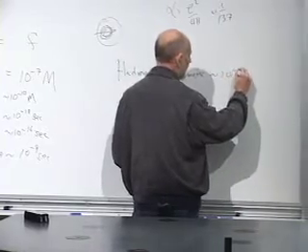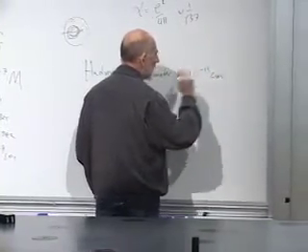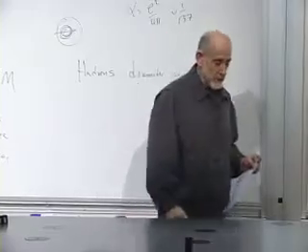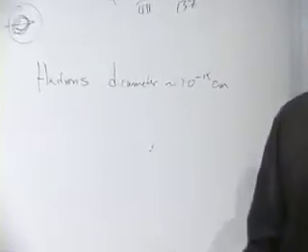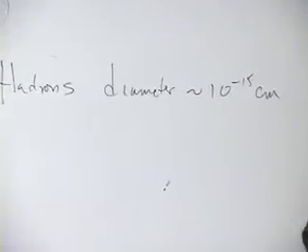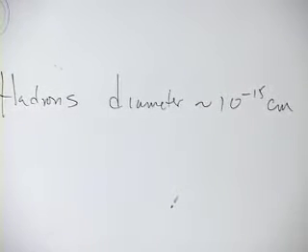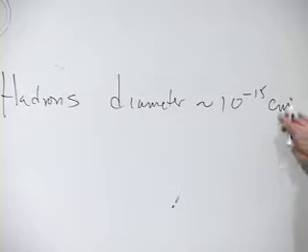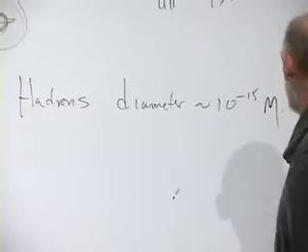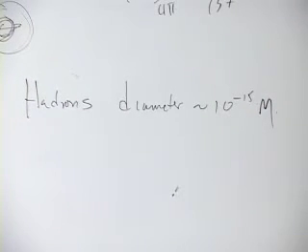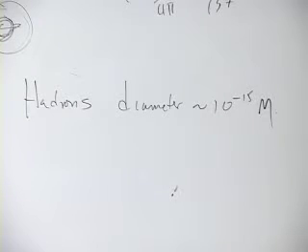(10 to the minus 15th centimeters). That's also more or less the diameter of a nucleus. The nucleus, of course, being a few protons and neutrons, is going to be bigger. Hadron diameter is about 10 to the minus 15th meters, 5 orders of magnitude smaller than an atom.